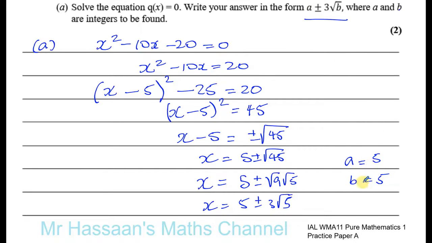Sometimes it says in the form and that's it, without integers to be found, then you can leave your answer like this. If it says where they're to be found, it's best for you to continue to say what a and b are according to the way it's written there. Okay, so that's part A, solving a quadratic equation by completing the square.